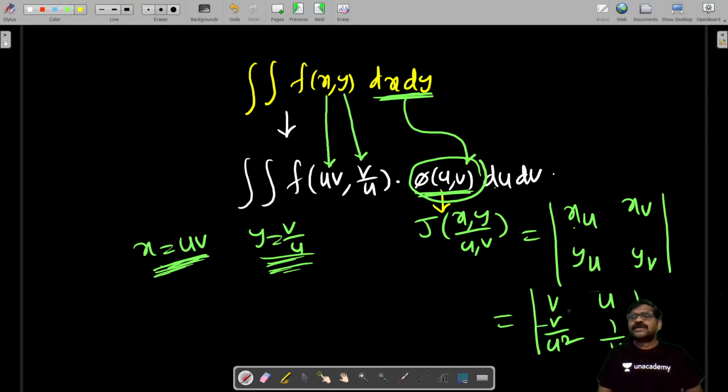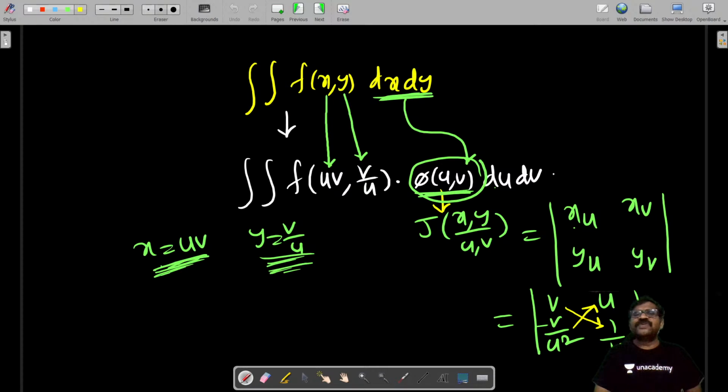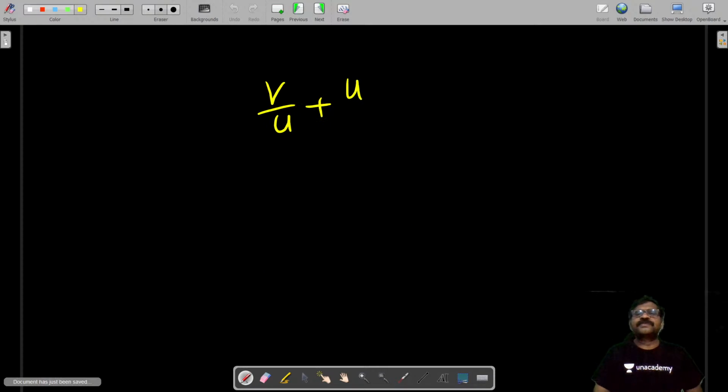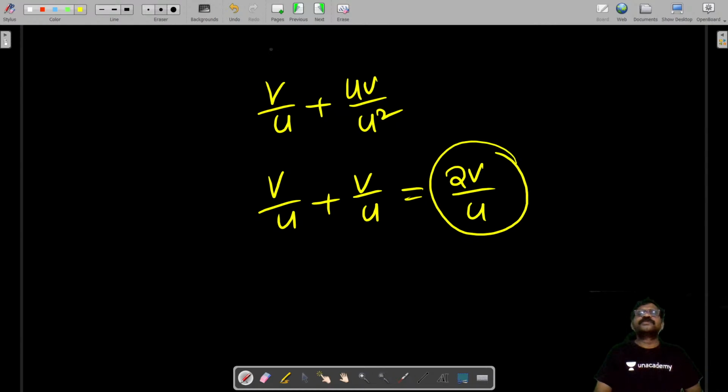Continuing, find the determinant value, AD minus BC. That is v by u minus of minus, plus uv by u square, v by u plus v by u. That is 2v by u.